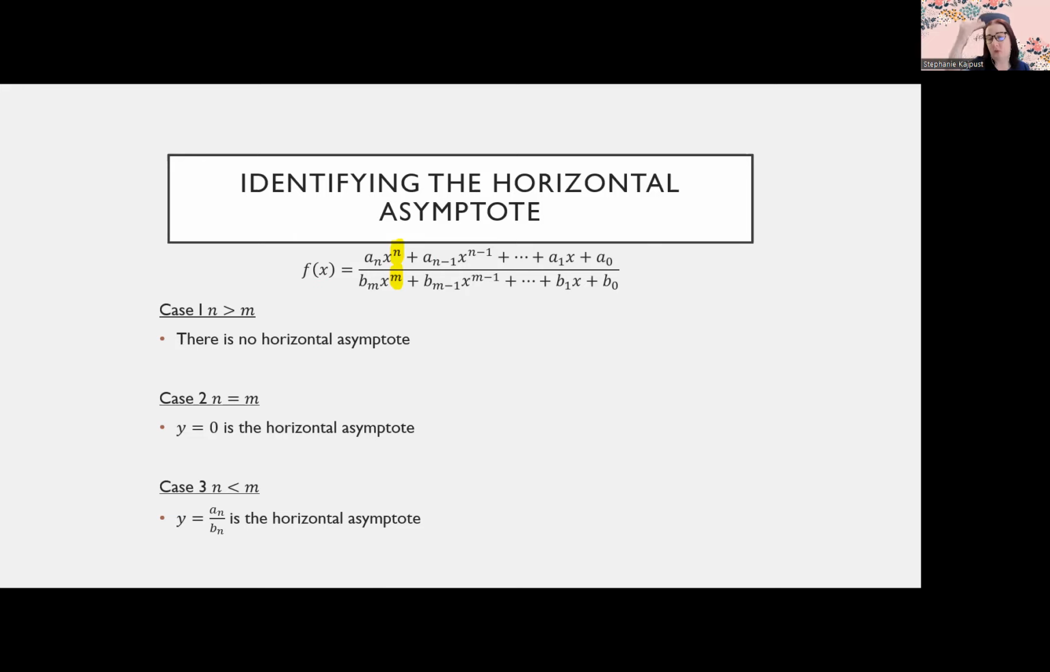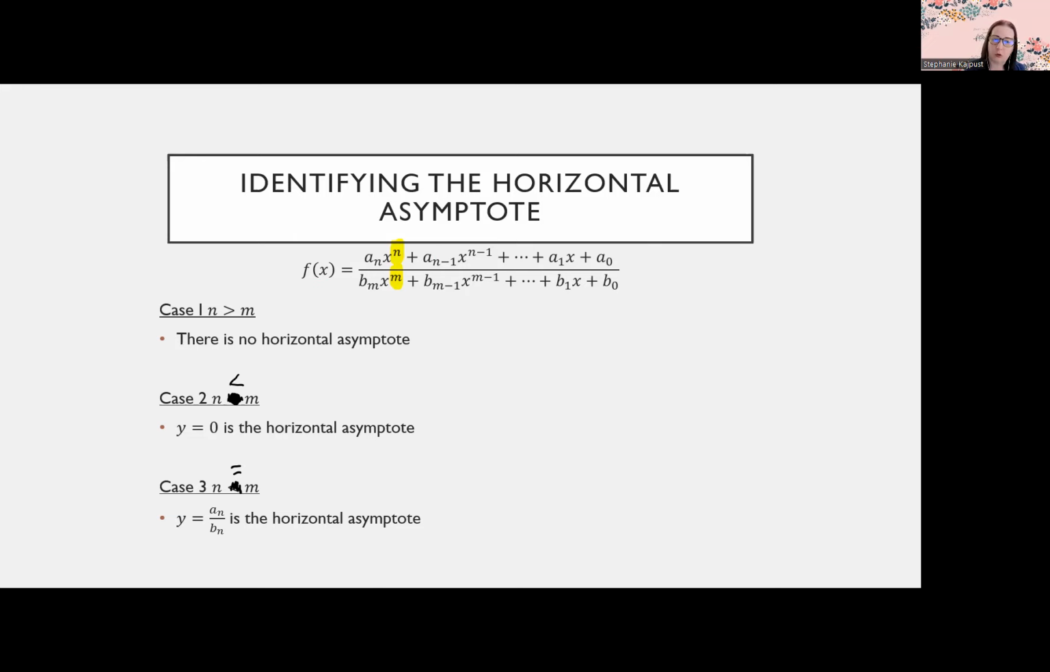The second case is when the degree on the top is equal to the highest exponent at the bottom. No, I got these reversed. Sorry, I'm reading this and thinking, wait a minute, that's not the case. I have these backwards. This should be less than, and the next one is when they're the same. So when the top is smaller than the bottom, the highest exponent on the top is smaller than the highest exponent on the bottom, your horizontal asymptote is always going to be 0, y equals 0, which is the horizontal axis.